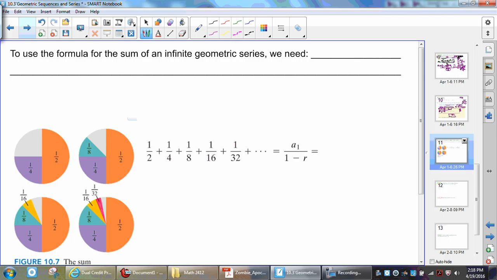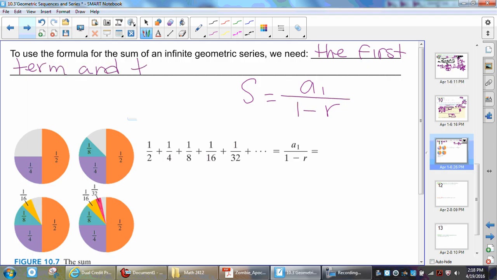We use the formula for the sum of an infinite geometric series. We need the first term and then 1 minus r. Just don't talk, please. The first term and the common ratio.